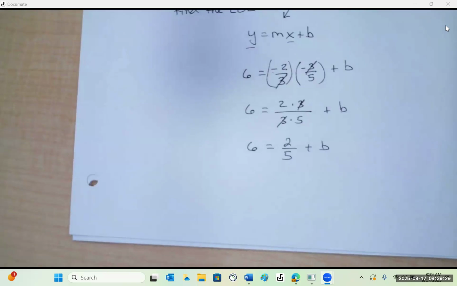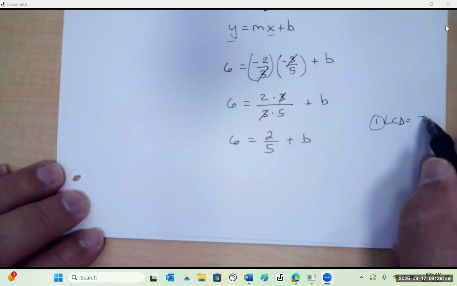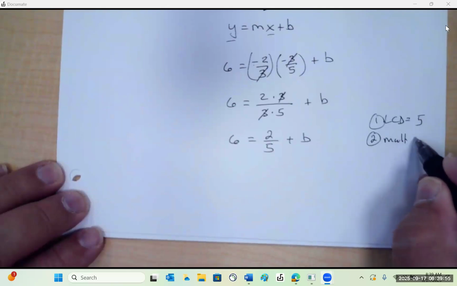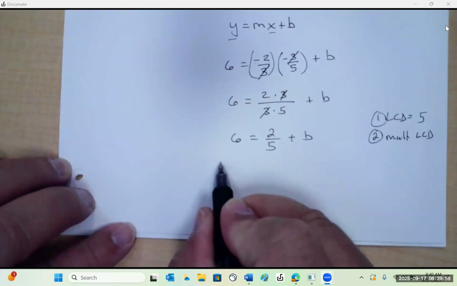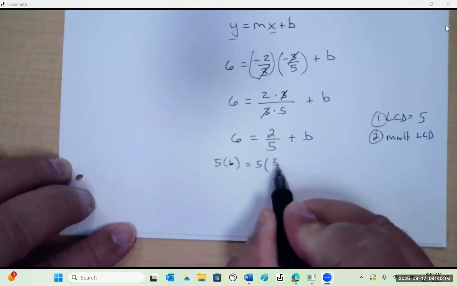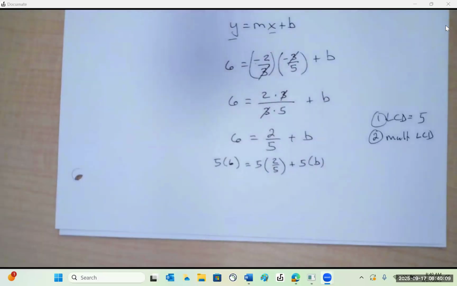Again, we could move things around and you don't need a calculator. Remember, it's a fraction. It's the equal sign. So what do we do? What's my LCD? What do I do with the LCD? Multiply it to each term. So it's 5 times 6, 5 times 2 over 5, plus 5 times b. So each of these terms you multiply by the LCD.